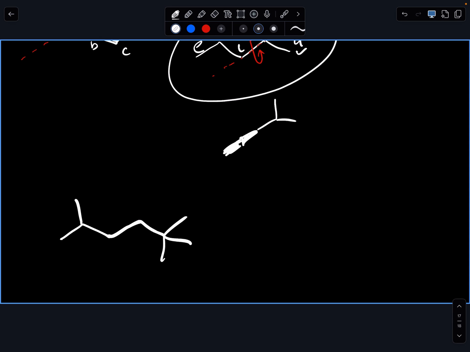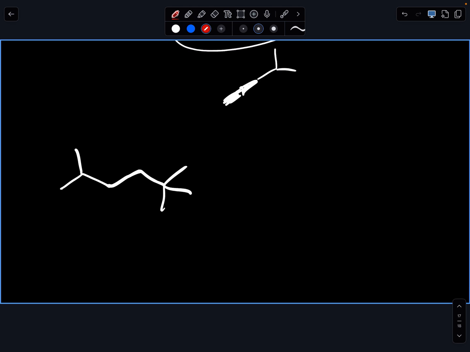We have a T-butyl here. So I would go A, B, C, D, E, F, F, F. The 3 carbons on the end, the 3 CH3s, are all the same. The 2 methyls on the other end are also the same. And then you just add up 1 for each of the carbons.